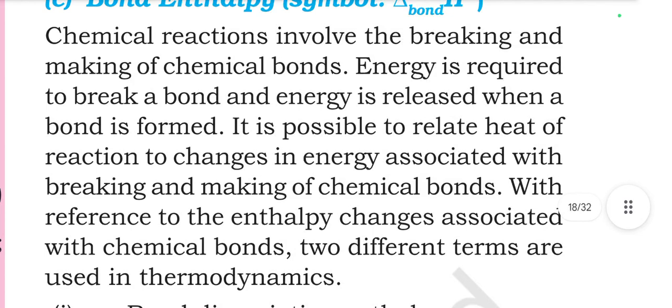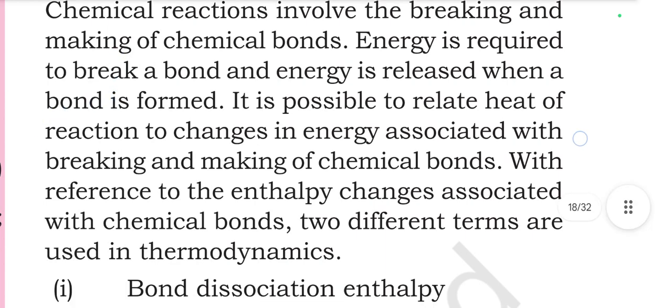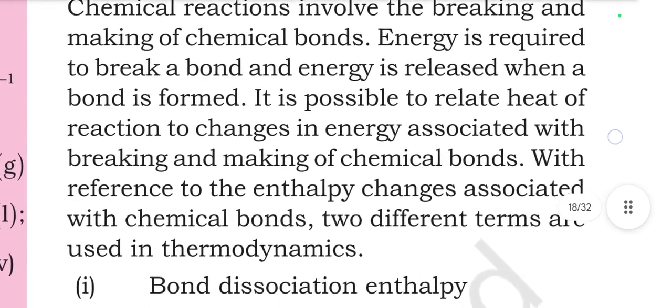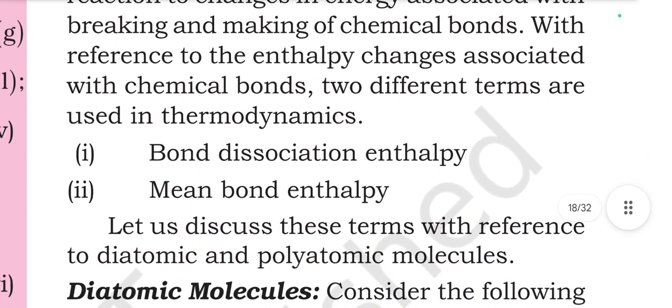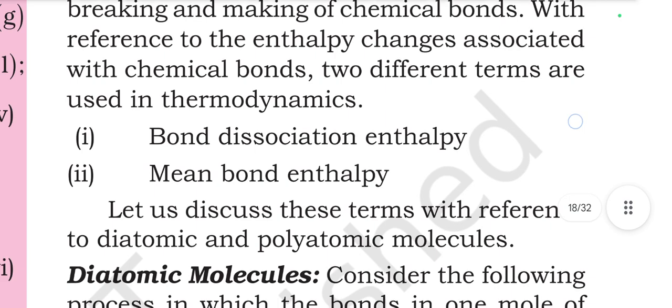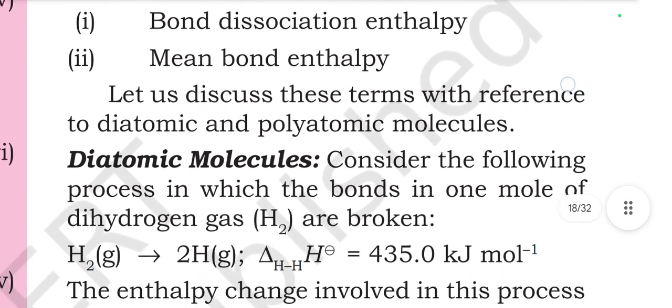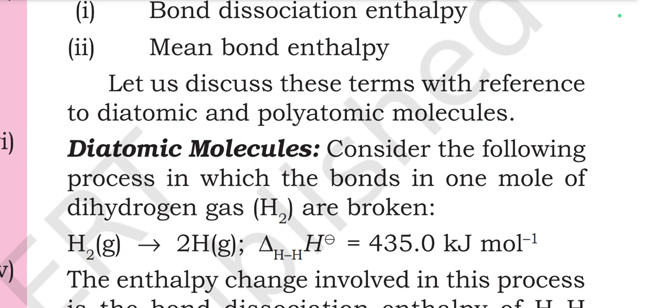Chemical reaction involves the breaking and making of chemical bonds. Energy is required to break a bond and energy is released when a bond is formed. It is possible to relate heat of reaction to change in energy associated with breaking and making of chemical bonds. With reference to the enthalpy changes associated with chemical bonds, two different terms are used in thermodynamics. First, bond dissociation enthalpy, and second, mean bond enthalpy.